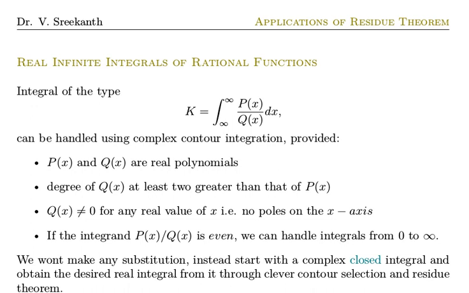Here we won't make any substitution. In fact, what we will do is we will start with a complex closed integral, and we will get the desired real integral from it through cleverly selecting the contours and applying the residue theorem. We will see it through an example.